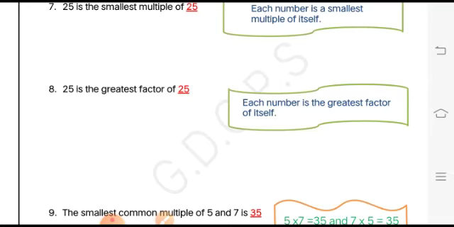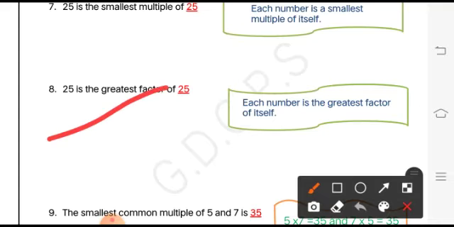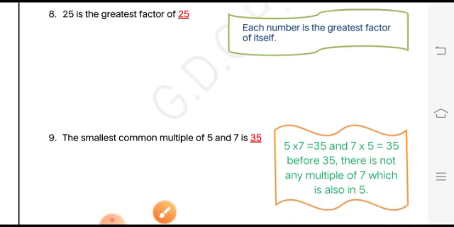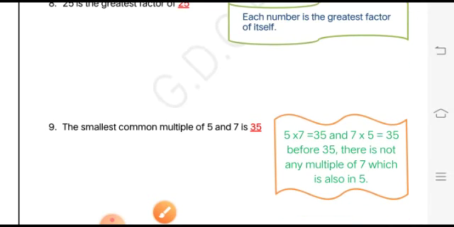Now, if we talk of greatest factors, not only 25, here 25 is written in particular, but generally when we talk of factors, the greatest factor is always the number itself. There is no other number greater than a number which is its factor. Always the greatest factor is the number itself. So for 25, the greatest factor is 25, that is the number itself.